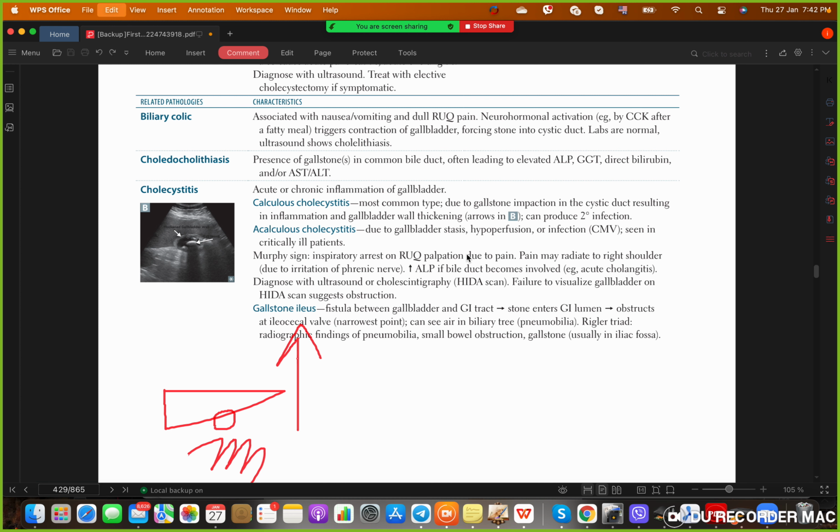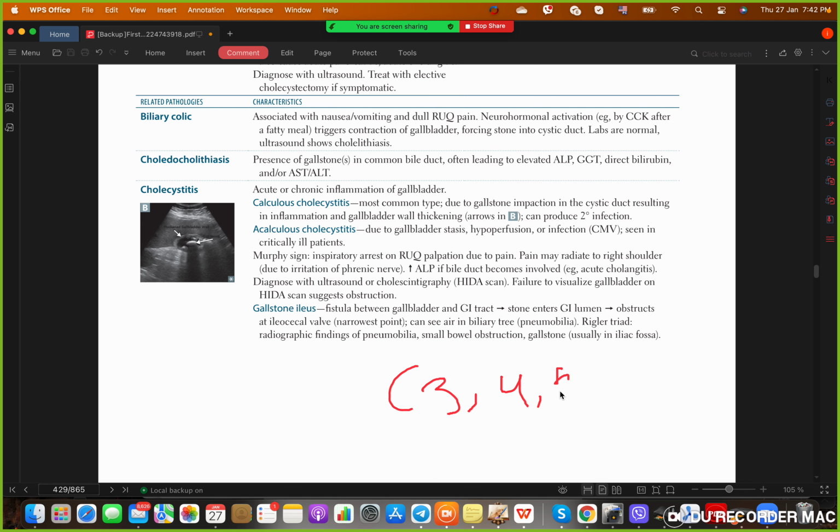Inspiratory arrest on right upper quadrant palpation due to the pain. Pain might go to the shoulder. Why? Because sometimes there will be irritation of the phrenic nerve. Please, you must know where the phrenic nerve comes from. The answer is C3, C4, C5, keep the diaphragm alive. So there will be an increase in the ALP if the bile ducts become involved. That's in cases of acute cholangitis.